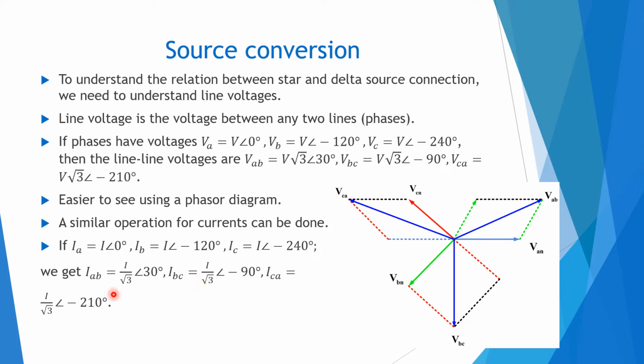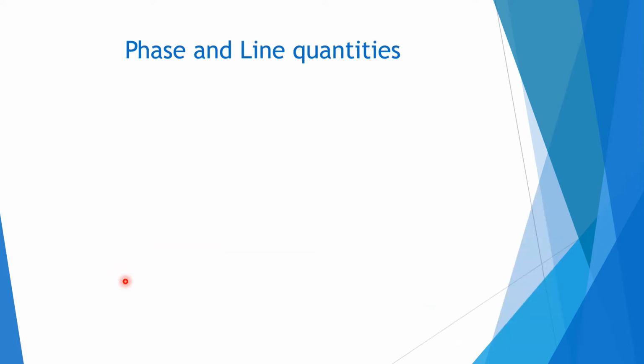So when you do that, the same phasor arithmetic will give you that IAB is I over root 3 at 30 degrees, and minus 90 degrees and minus 210 degrees. Observe that even though instead of root 3 a factor of 1 over root 3 has come, the currents are still leading, right? So whenever you go from VA, VB, VC to VAB, VBC, VCA, or IA, IB, IC to IAB, IBC, ICA, there will be a net leading of 30 degrees. And this is where phase quantities come in.